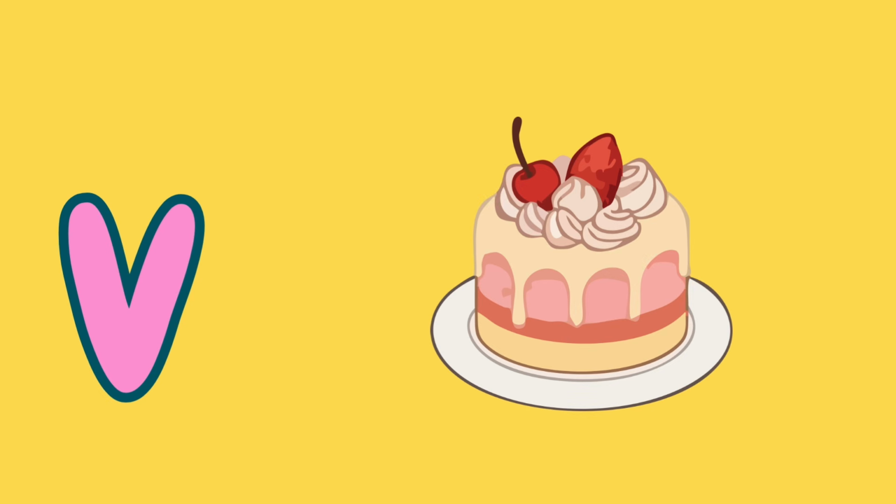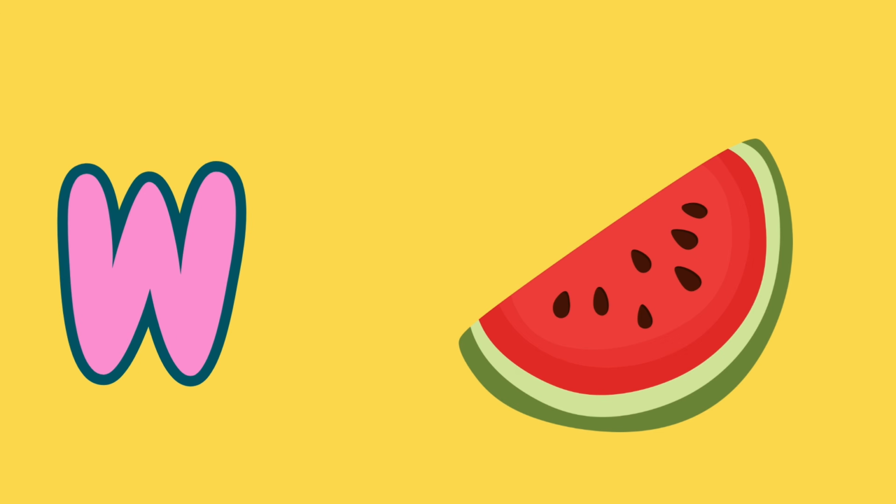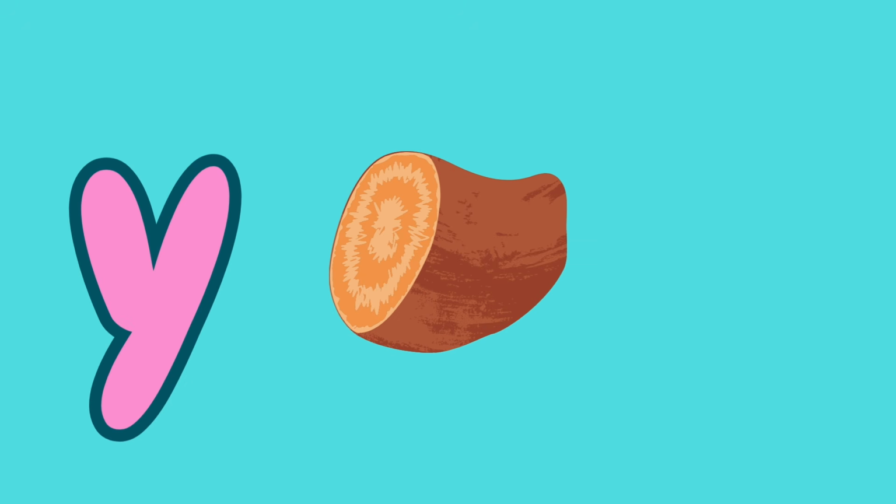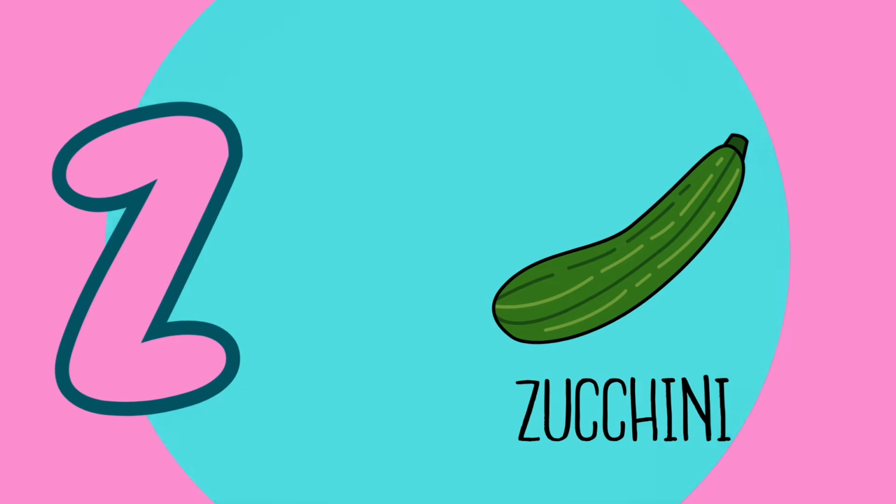V for vanilla cake. W for watermelon. X for xylocarp. Y for yam. Z for zucchini.